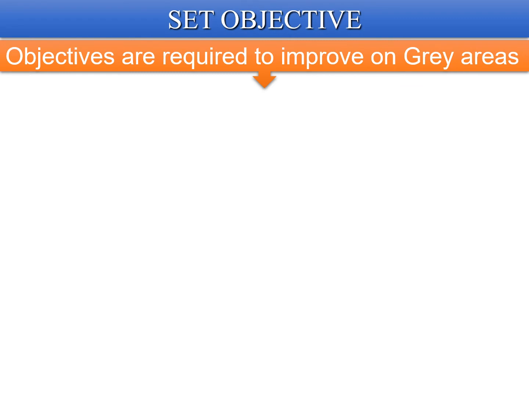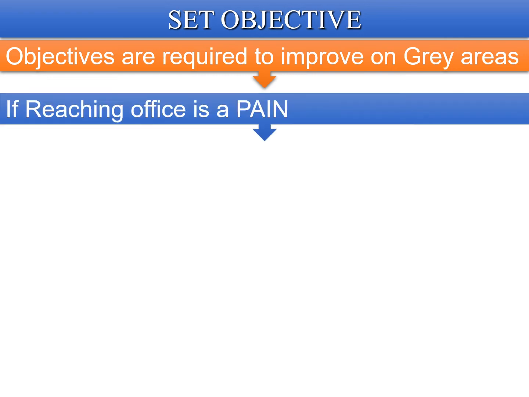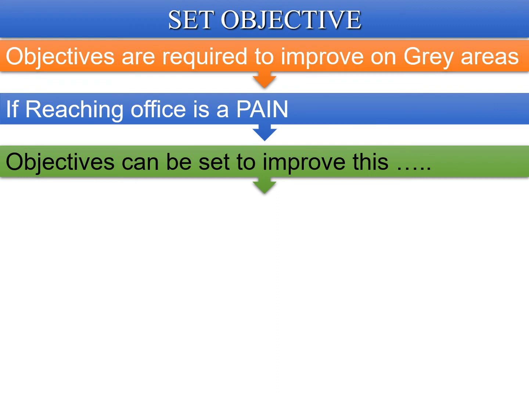So if you are setting objectives, as we said, objectives are required to improve on your gray areas. For example, if reaching office is a pain in your area of work, this is just an example, because in Mumbai it depends upon so many factors if you want to reach office on time. So definitely it's going to be a pain area for many of us. If it is a pain, then you can always have an objective in this area so that the pain can be minimized. That means objectives are set to improve the gray areas or the pain areas which you have.